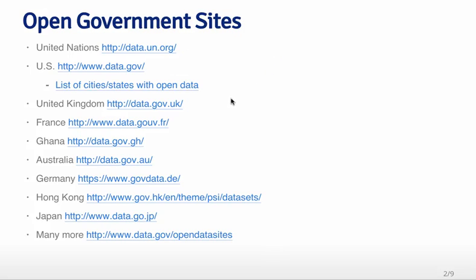There's also a lot more information on a variety of other countries. And this website down here, data.gov open data sites, actually gives information on data sites for other countries all around the world. So that's a good place to start if you don't know if your country has an open government data site.